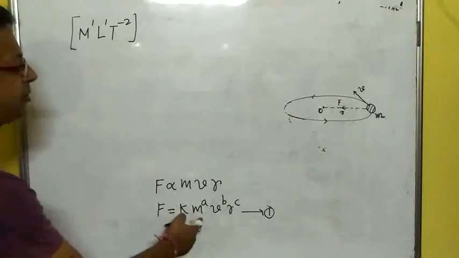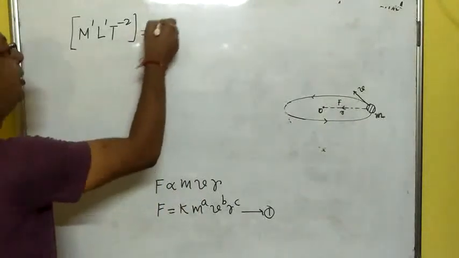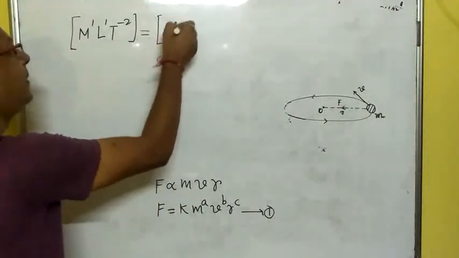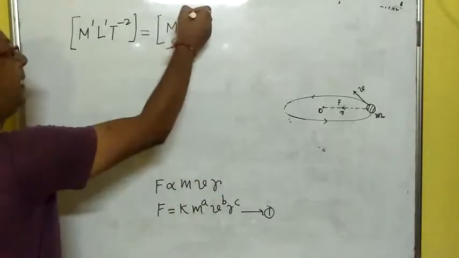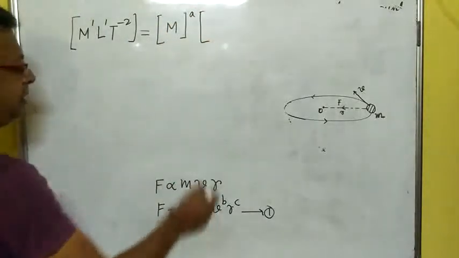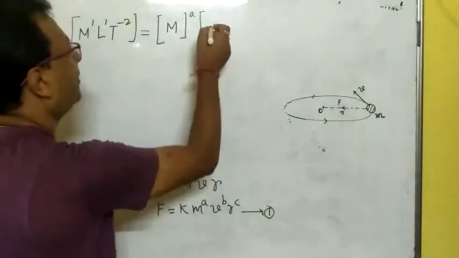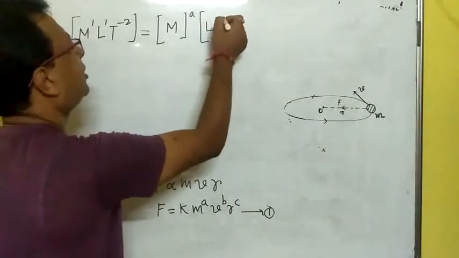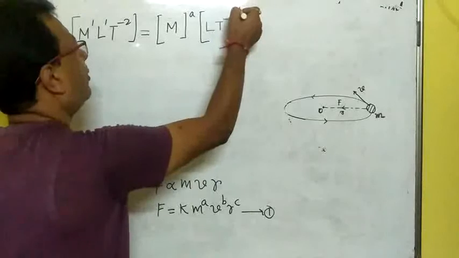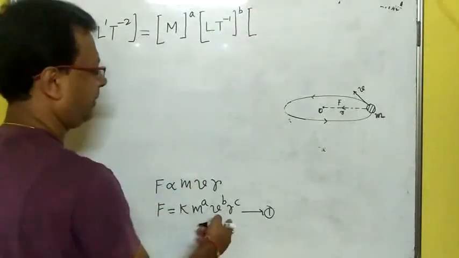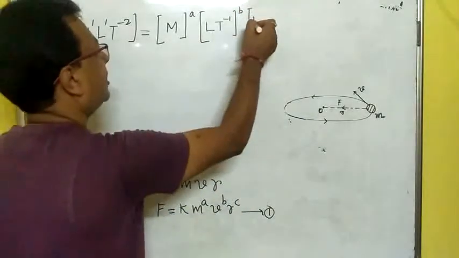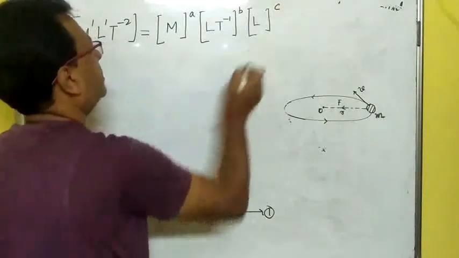Let us write the dimension of mass. So this is equal to the dimension of mass, which is M to the power of A. Then we write the dimension of velocity. The dimension of velocity is L T to the power of minus 1, all to the power of B. And then we write the dimension of radius. Radius is nothing but L to the power of C.